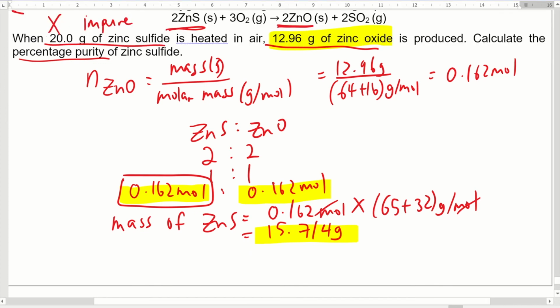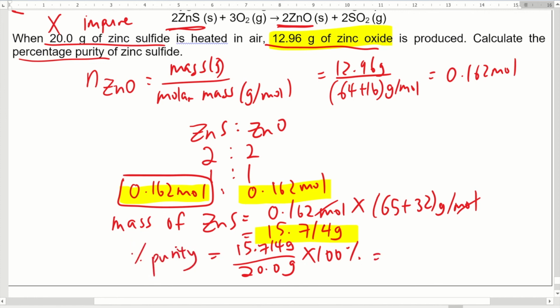So out of 20 gram, 15.714 is the zinc sulfide. So if I calculate the percentage purity, the percentage is 78.6% to 3SF. So this is how I calculate.